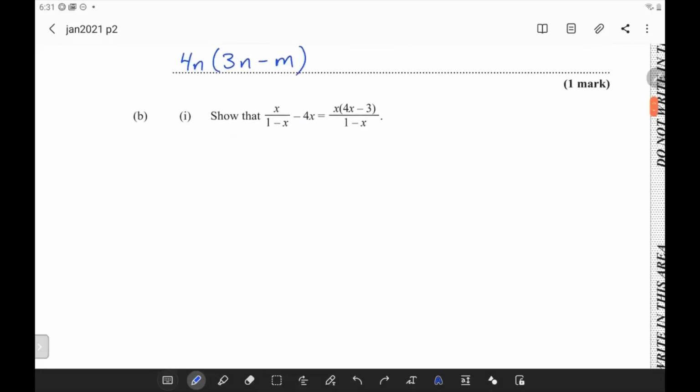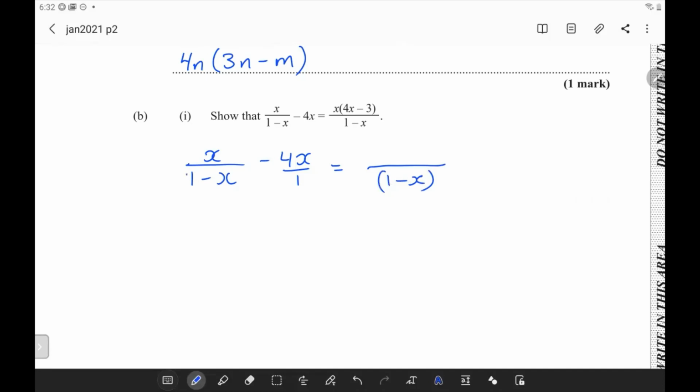So they want us here to show that x over 1 minus x minus 4 is equal to that right-hand side. So we could start with the left-hand side. So we have x over 1 minus x minus 4x. We could find our LCM. We could look at this as 4x over 1, so the LCM of 1 minus x and 1 is 1 minus x.